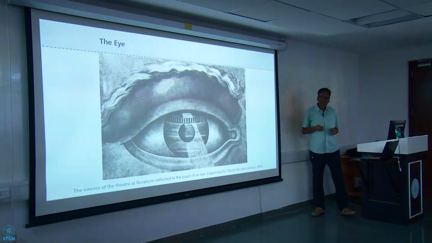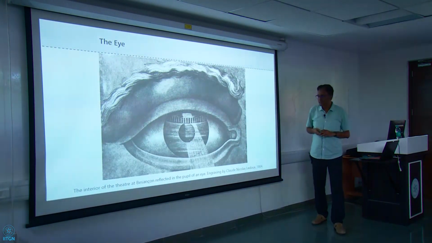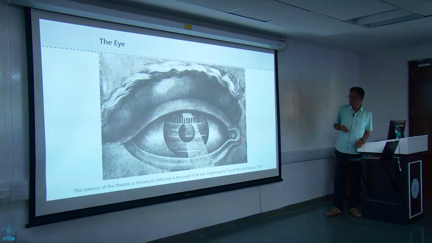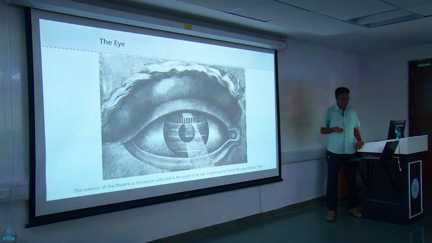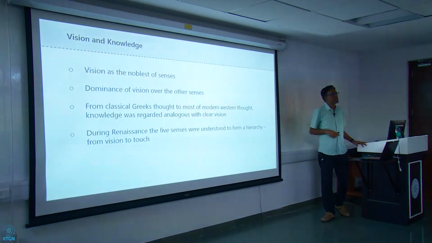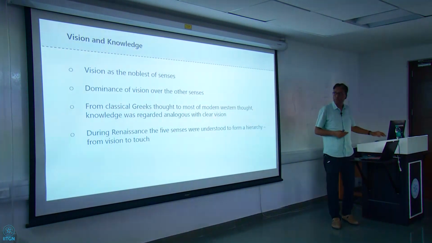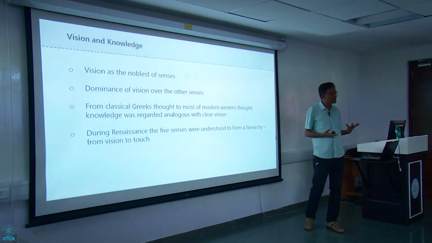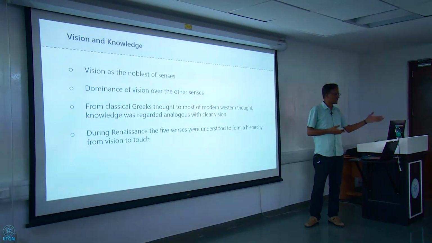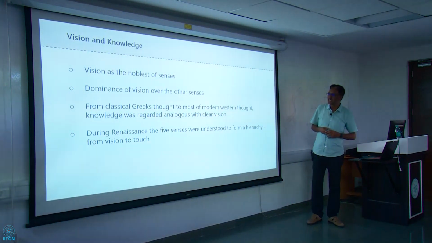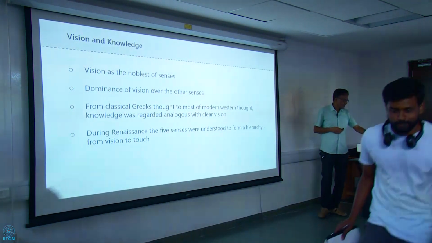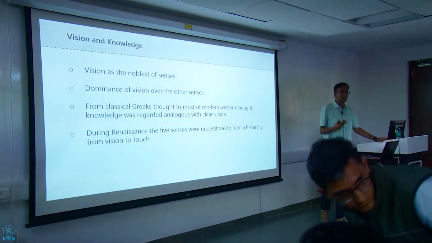So detection basically happens through the eye. So this is a very nice engraving, very famous one. So, vision and knowledge have been extremely entwined. Okay. So, vision has always been considered the noblest of the senses, the dominance of vision over the other senses. In fact, over lunch I was just talking about this to Leslie. So, from classical Greeks to the most modern Western thought, knowledge was regarded as analogous to clear vision, right?